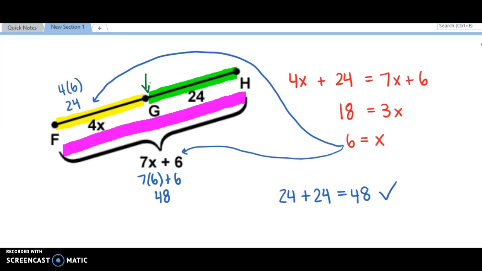How can we, on our diagram, mark that those two segments are congruent? That's correct. We can use the same type of tick mark on each segment. All right, I hope this was a great review of segment addition, midpoints, and congruent segments.